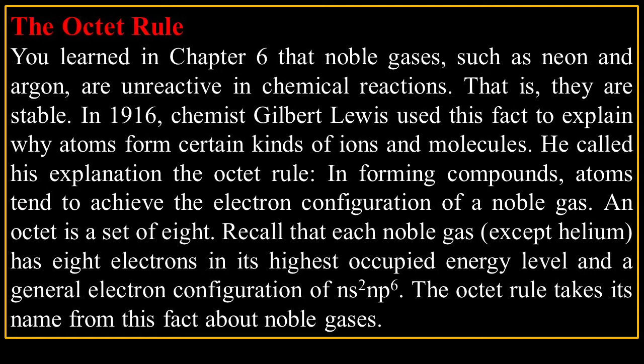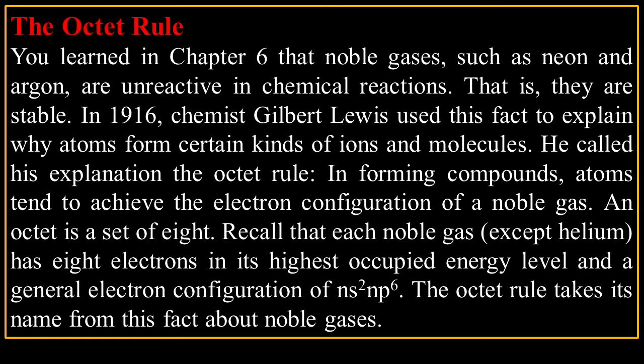You learned in chapter 6 that noble gases such as neon and argon are unreactive in chemical reactions. That is, they are stable. In 1916, chemist Gilbert Lewis used this fact to explain why atoms form certain kinds of ions and molecules. He called his explanation the Octet Rule. In forming compounds, atoms tend to achieve the electron configuration of a noble gas in octet. An octet is a set of 8.